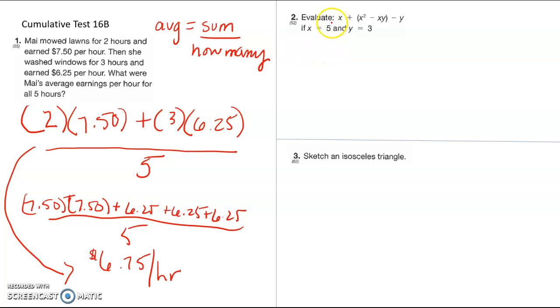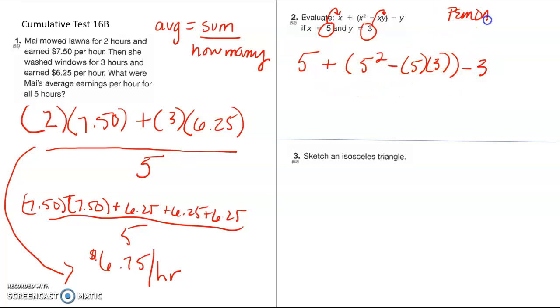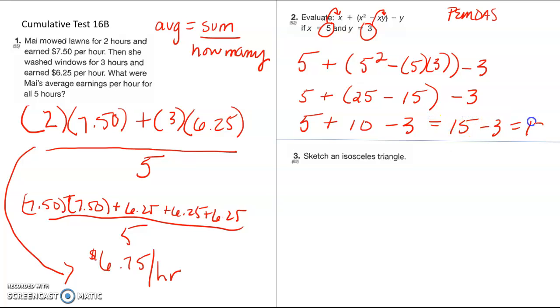Okay, question 2. What I need to do here is I need to put 5 wherever there's an x and 3 wherever there's a y. So I have 5 plus 5 squared minus 5 times 3 minus 3. Now I need to do my PEMDAS, or order of operations. So this 5 is going to hang out. We're going to take care of the exponent. We're going to multiply, and this negative 3 is going to hang out. 5 plus, we have to do our parentheses, which is 10, minus 3. This is 15 minus 3, which is 12, and that's the answer.